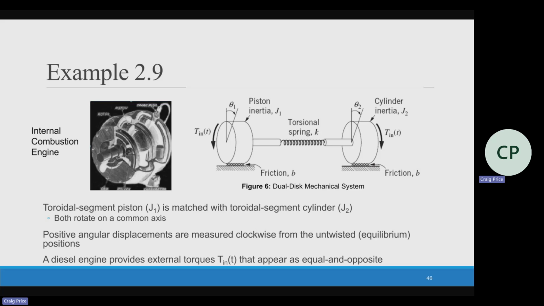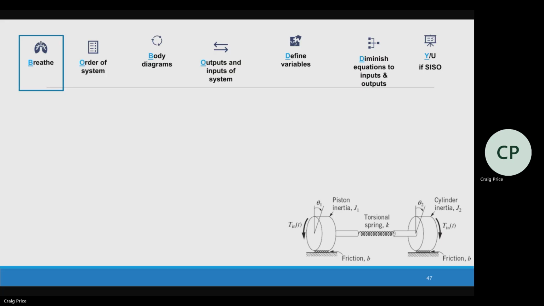Okay, what's our method? Full body. This looks harder than the last one, doesn't it? Like a little bit more. No, you're not afraid. You're ready? Okay. We don't need to breathe. What would you say the order of the system is? Second order? Second order.